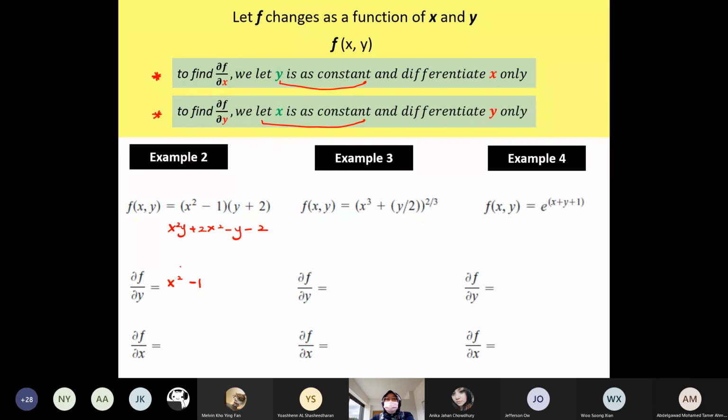Now let's try differentiating with respect to x. So y becomes constant, you keep the value of y. Differentiate x squared becomes 2x. Plus differentiate x here, you have 4x. Differentiate y, y now becomes constant, so differentiating the constant gives 0. So the answer here is 2xy plus 4x.